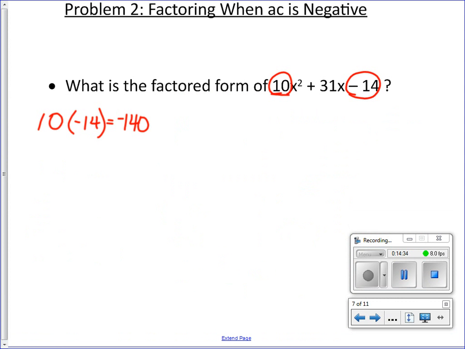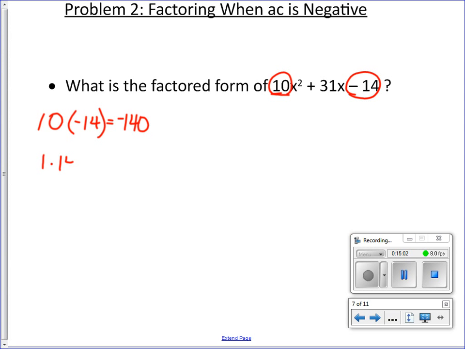All right, so right off we know that we're looking for two numbers that multiply together that give us a negative number. And in order for two numbers to multiply and get a negative number, one has to be positive and one has to be negative. So let's begin, first of all, by just looking at the factors of 140. We'll start with 1 and 140.